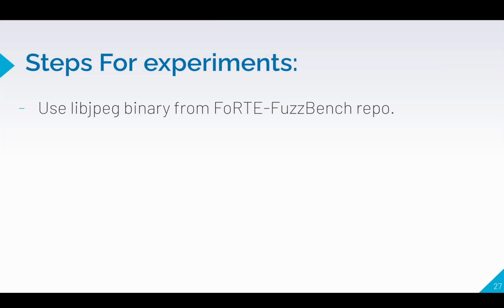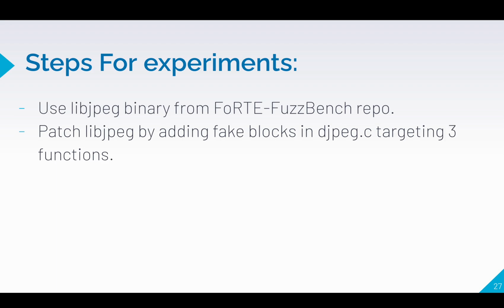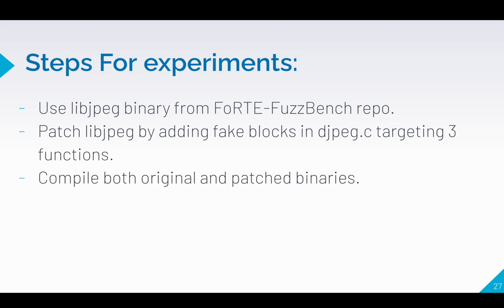So the steps for the experiments are: from the Fuzzbench repo, we picked the libjpeg binary. Libjpeg is basically a free C library for reading and writing JPEG files. What we try to do is patch one of the source code files in libjpeg by adding these fake blocks. The file name in this case is djpeg.c. This is the entry point file and has the main function.